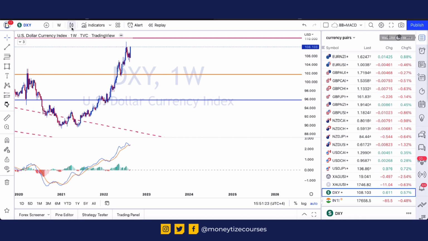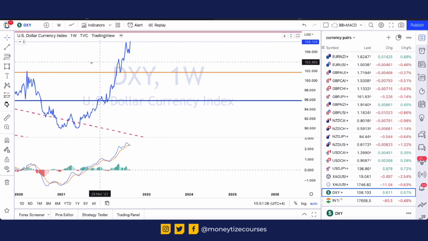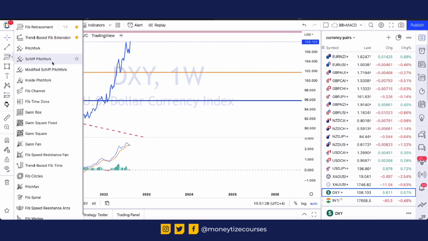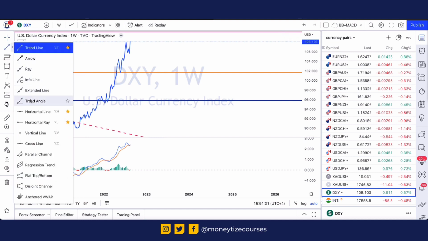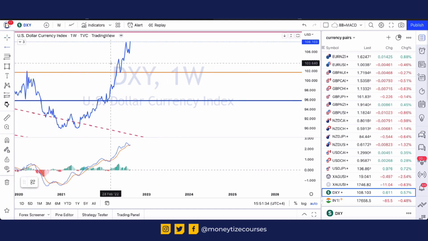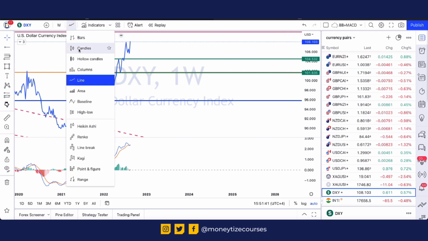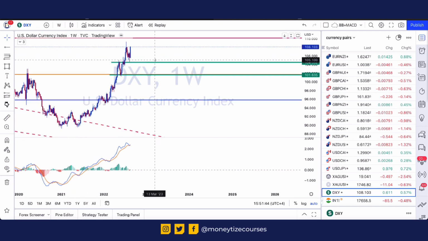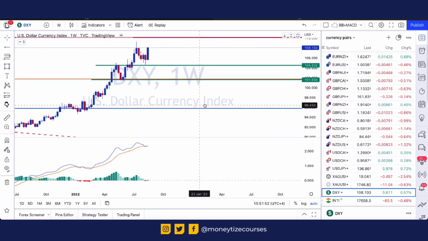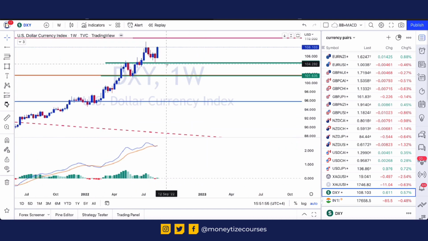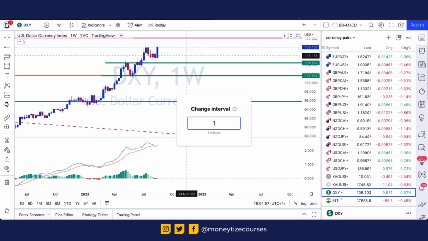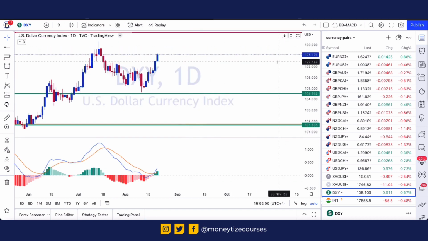So let's turn it into a line chart, and based on the line chart, I'm going to mark the levels. In order to turn bearish, we required a break below 104.53, and it never broke below this level. In fact, it pulled back, made a retest of the level, and bounced upwards. Turning to daily now.